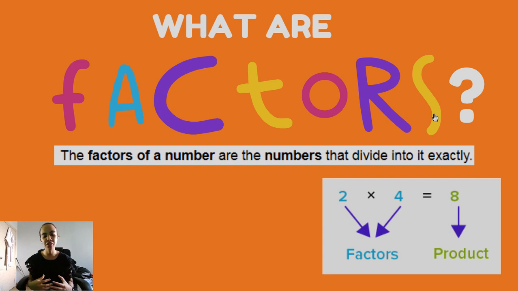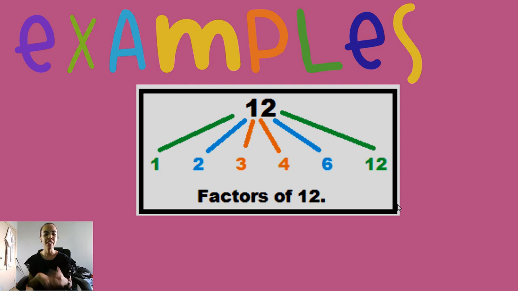This is just review very quickly. The factors of a number are the numbers that divide into it exactly. That means no remainder. If I say 8 divided by 4, my answer would be 2. No remainder. Those are the factors. When you divide, no remainder. Okay, then we had a few examples.